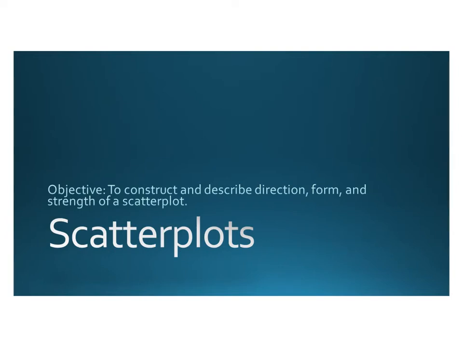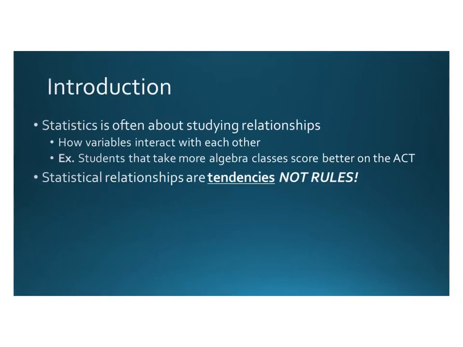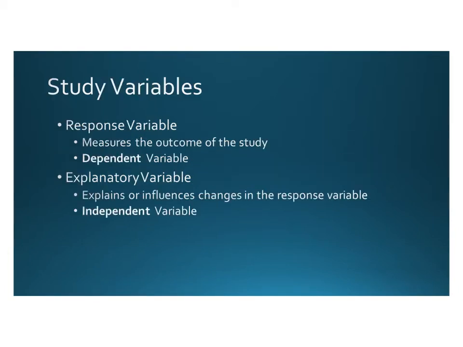Today you will construct and describe direction, form, and strength of scatterplots. Statistics, remember, is often about studying relationships. It tells us how variables will interact with one another. For example, do students that take more algebra classes score better on the ACT? One thing to keep in mind, though, is that these relationships are tendencies, they are not rules.